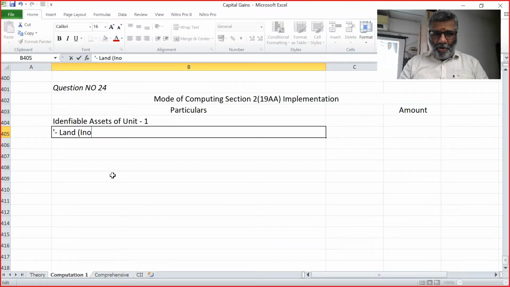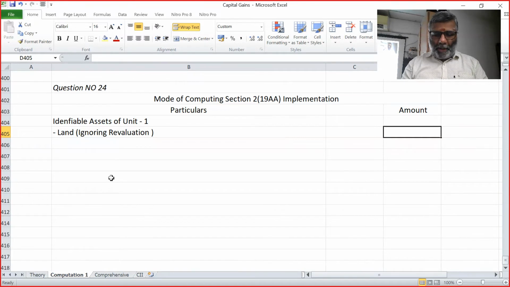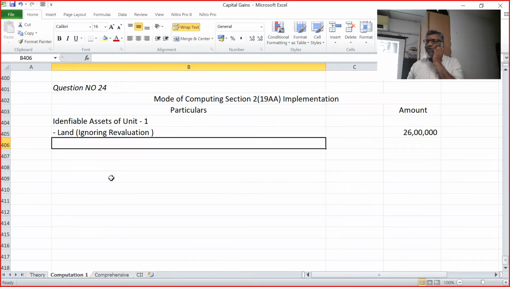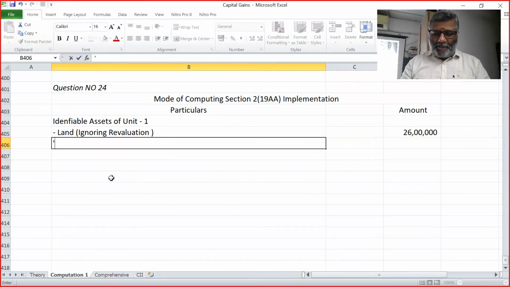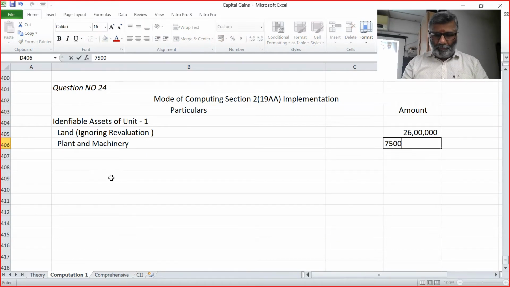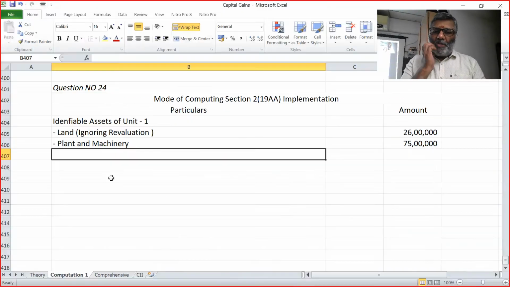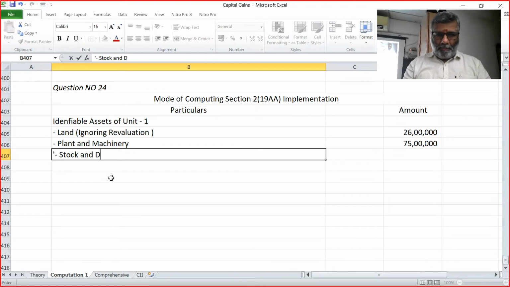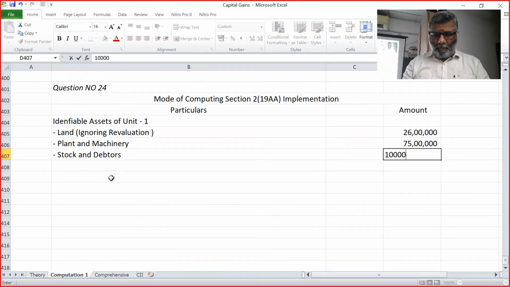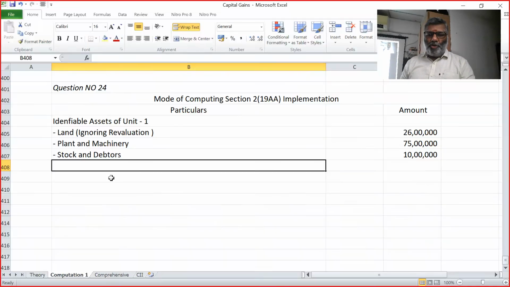Land, ignoring revaluation, is 26 lakhs. 30 lakhs is the original value, 4 lakhs is the revaluation amount, so the land is 26 lakhs. Plant and machinery 75 lakhs. Stock and debtors 10 lakhs. Deferred revenue is not an asset.